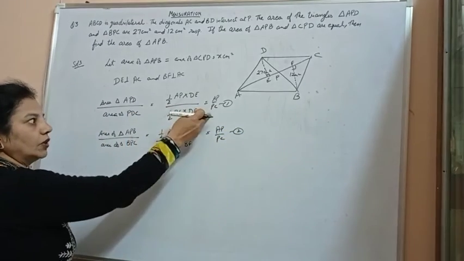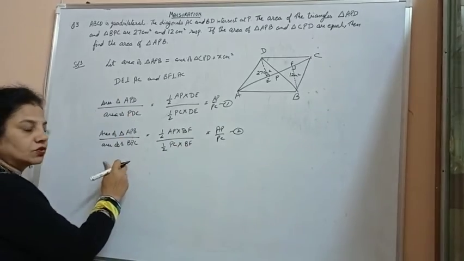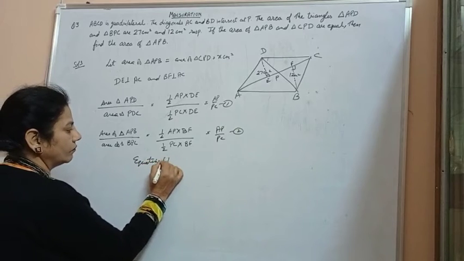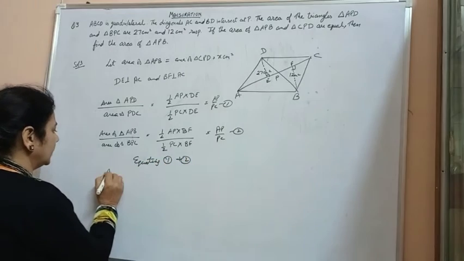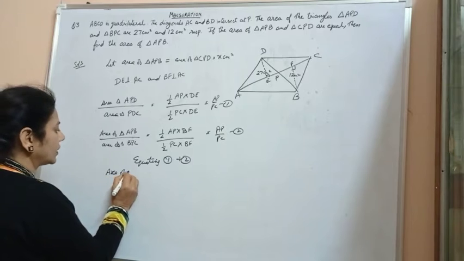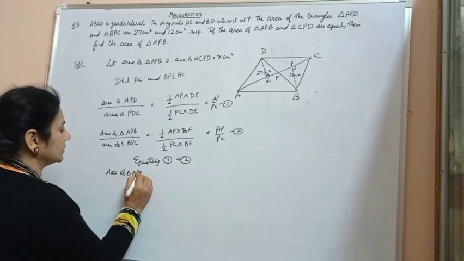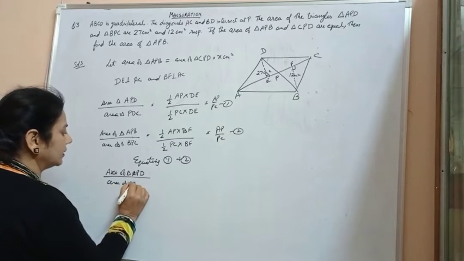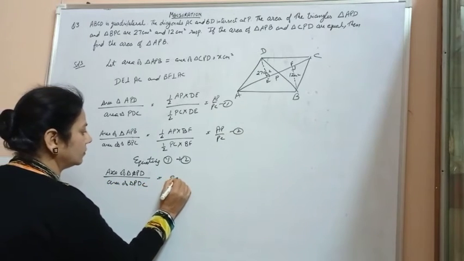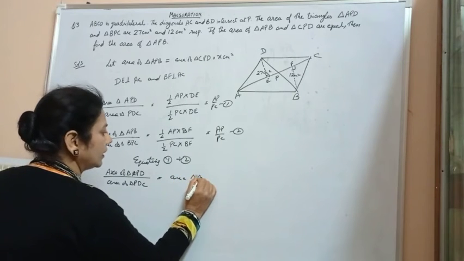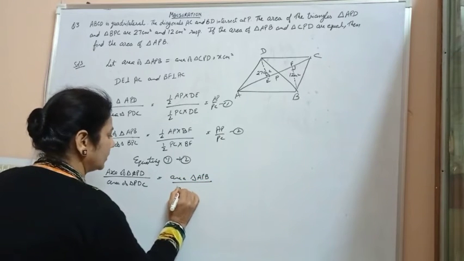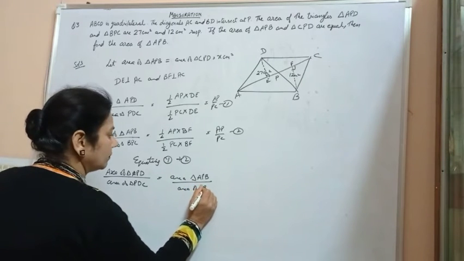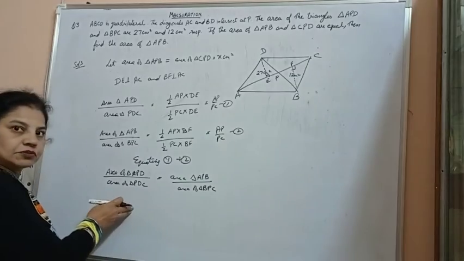Since both are equal to AP upon PC, we can equate these two. So equating 1 and 2, what should I get? Area of triangle APD divided by area of triangle PDC is equal to area of triangle APB upon area of triangle BPC. Now substitute the values.